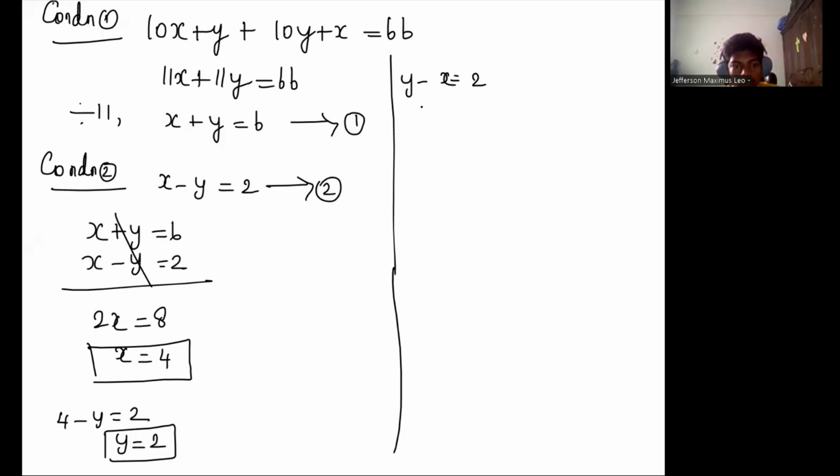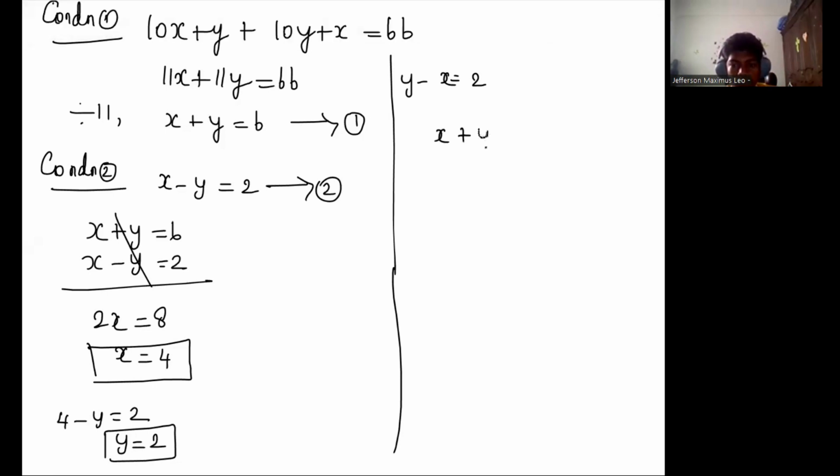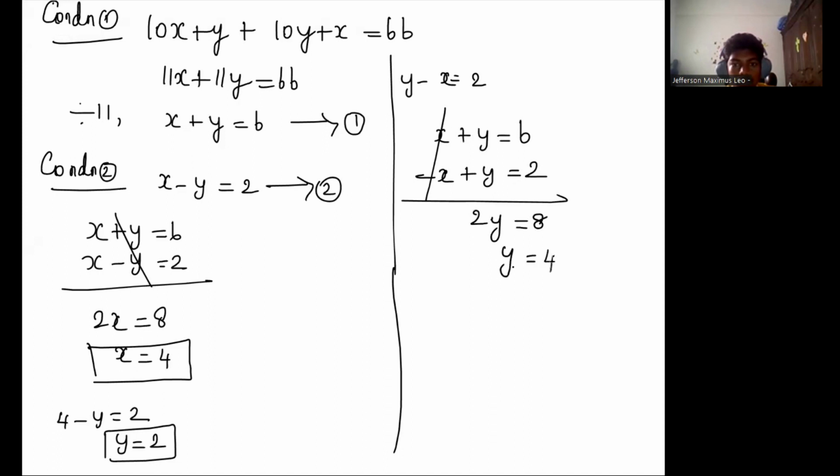The second case: y minus x is equal to 2, but the sum is 6. So x plus y is equal to 6, and according to the second case, minus x plus y is equal to 2. Adding these two, 2y is equal to 8, so y is equal to 4. Substitute y equals 4 in any one equation: x plus y is equal to 6, so x is 6 minus 4, which is 2.